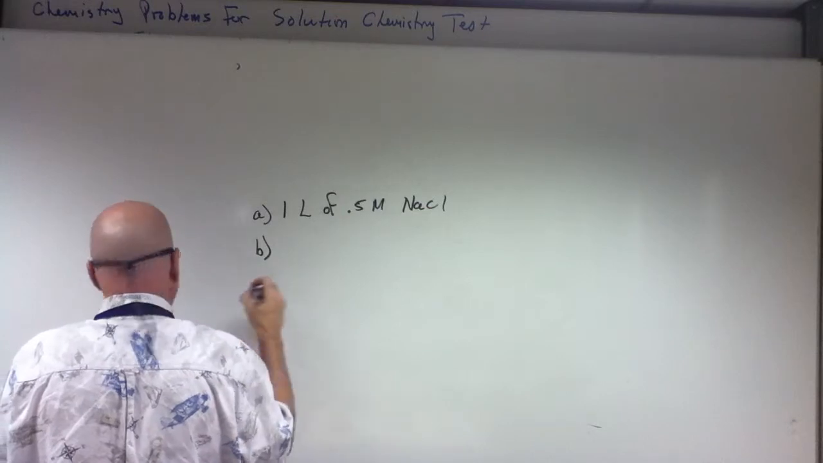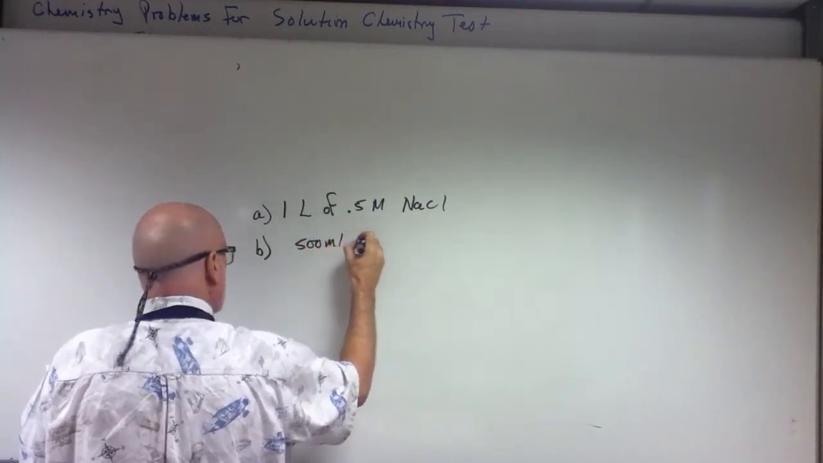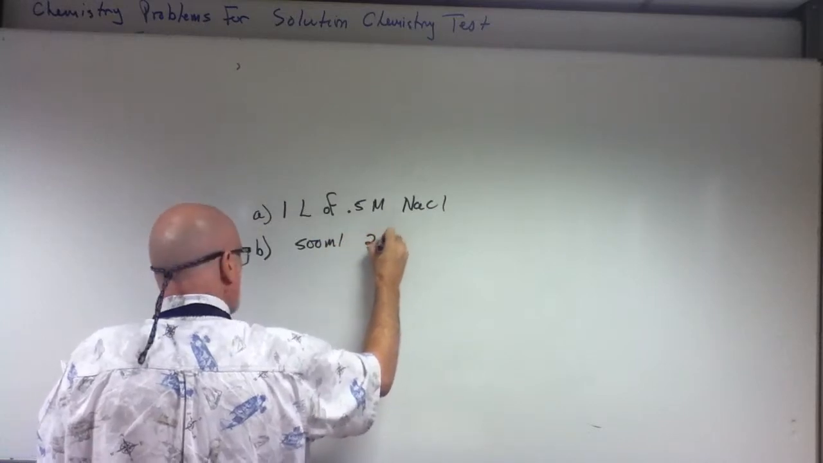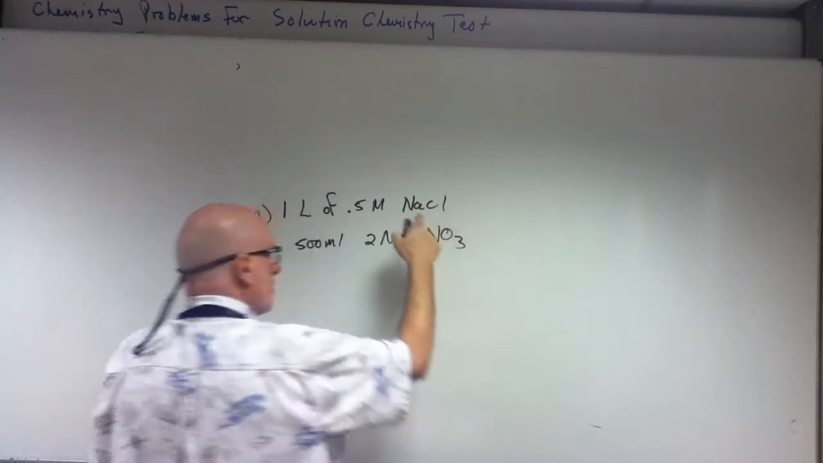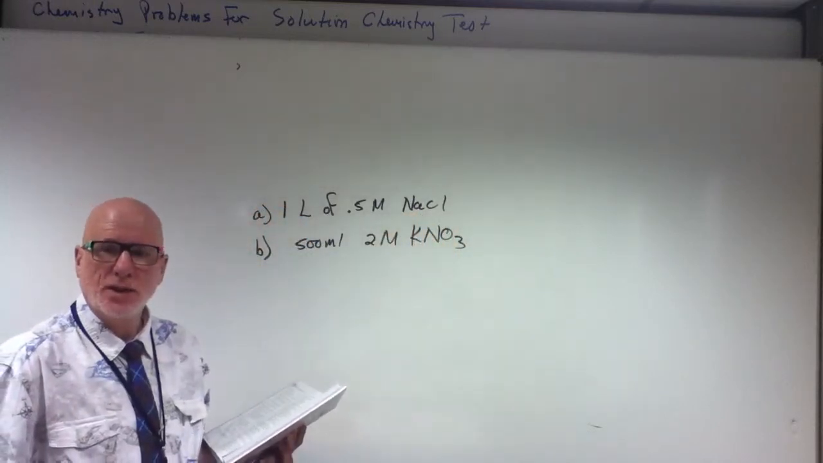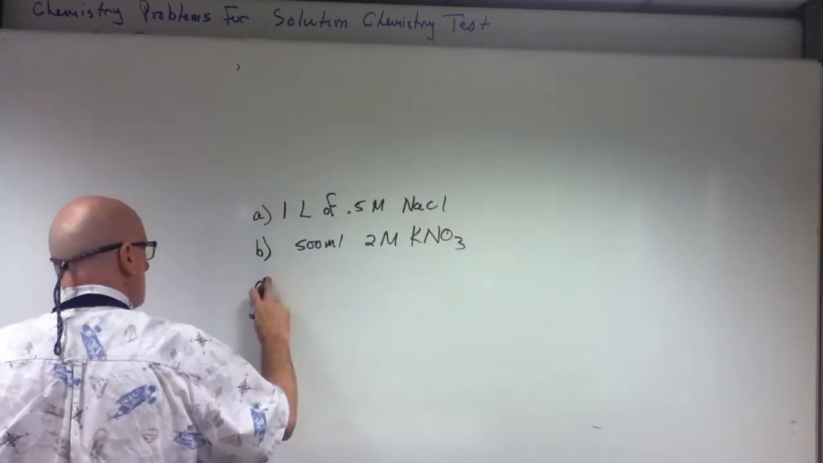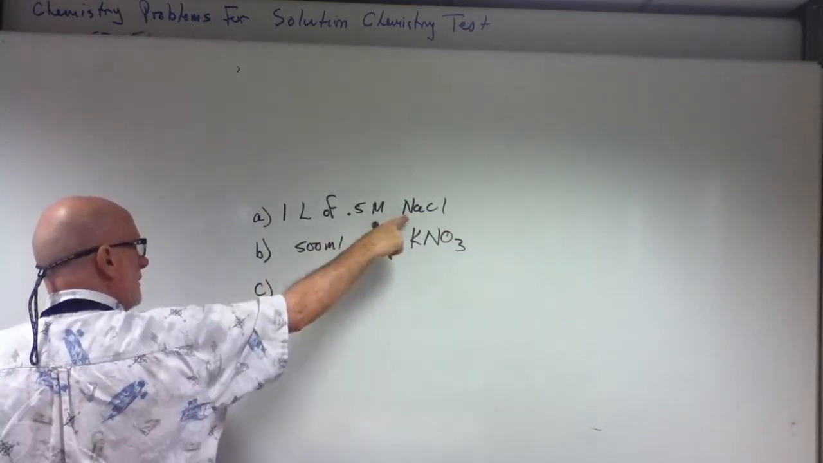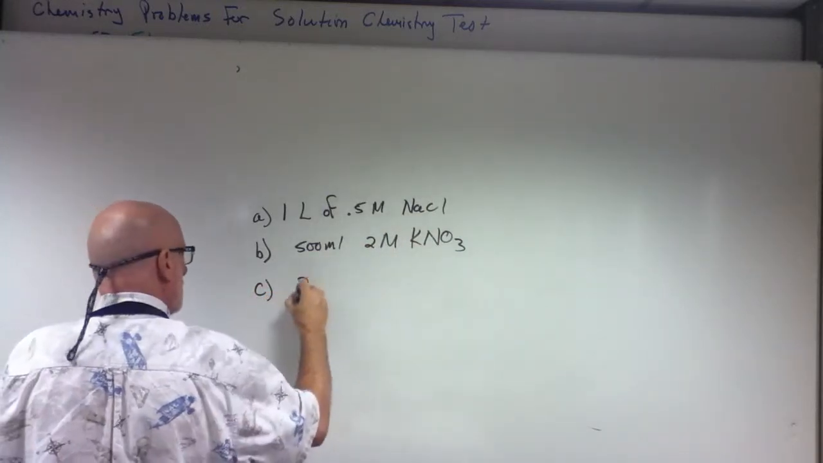B is going to be 500 milliliters of 2 molar. Start doing these, the gram molecular weights, please, while I'm doing this. All right, you understand? That's 58, I know, but what's potassium nitrate, right? So start doing that while I'm doing this.